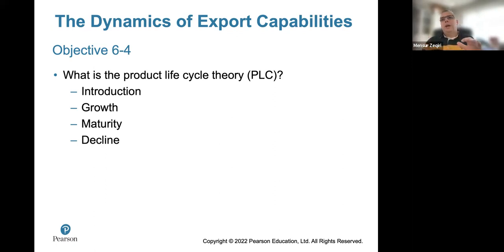And then we have the last stage. As the product moves into the decline stage, there will be more concentration of production in developing countries, and on the other side, an innovating country would become a net importer in this particular case.